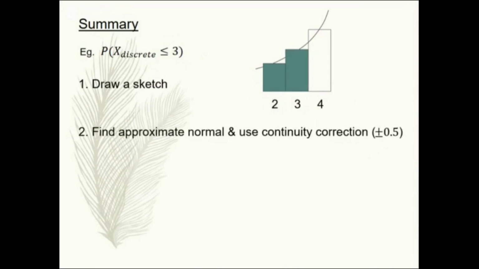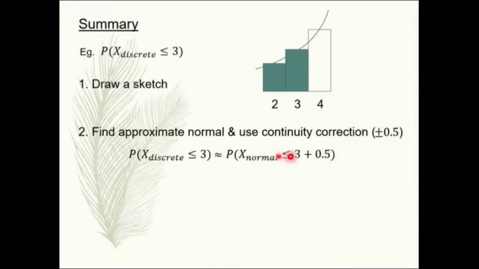Then you find the approximate normal and use the continuity correction. All right. So this is approximately now on the normal scale, less than or equal to 3 plus 0.5. So you want to include the 3, so that's why I went up to 3.5. And then remember the continuity correction is when you add or subtract that 0.5. And we saw different examples. Some we had to go down 0.5, some we had to go up. But that 0.5 is what we refer to as a continuity correction.